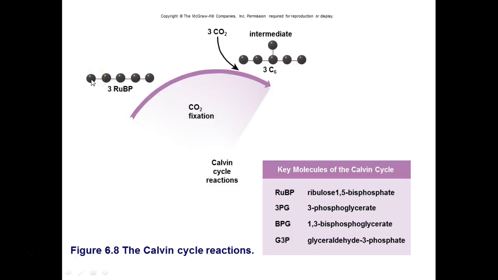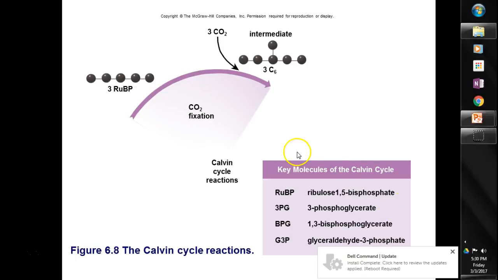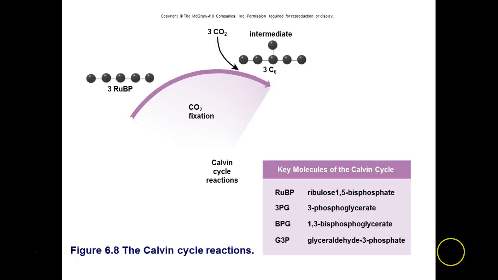RuBP, or ribulose 1,5-bisphosphate, and it's called 1,5-bisphosphate because it has a phosphate on carbon number 1, and it has a phosphate on carbon number 5. That means there are 2, or bi. Bis is another abbreviation for that. So that's ribulose bisphosphate. It's going to fix carbon dioxide. And when it fixes carbon dioxide, you're going to get this intermediate. Okay, the intermediate has 6 carbons.